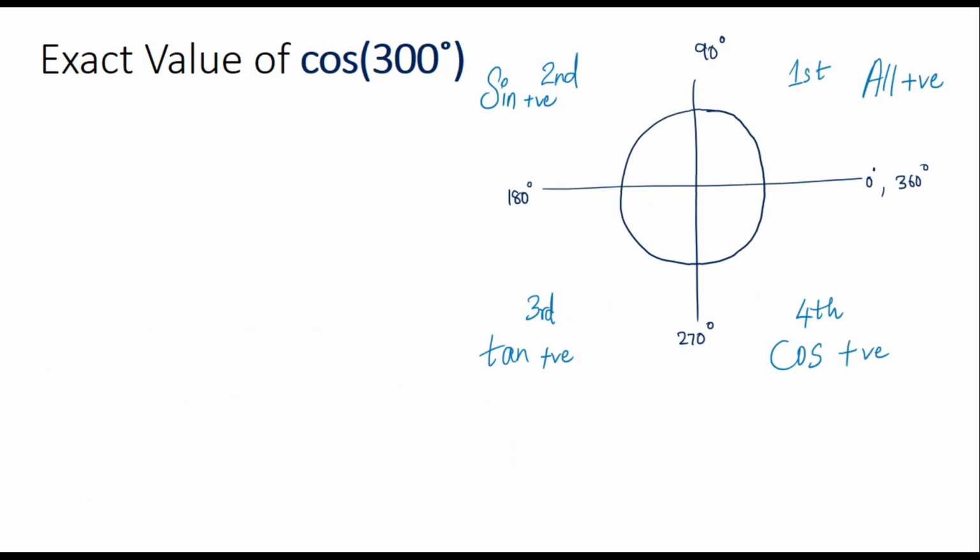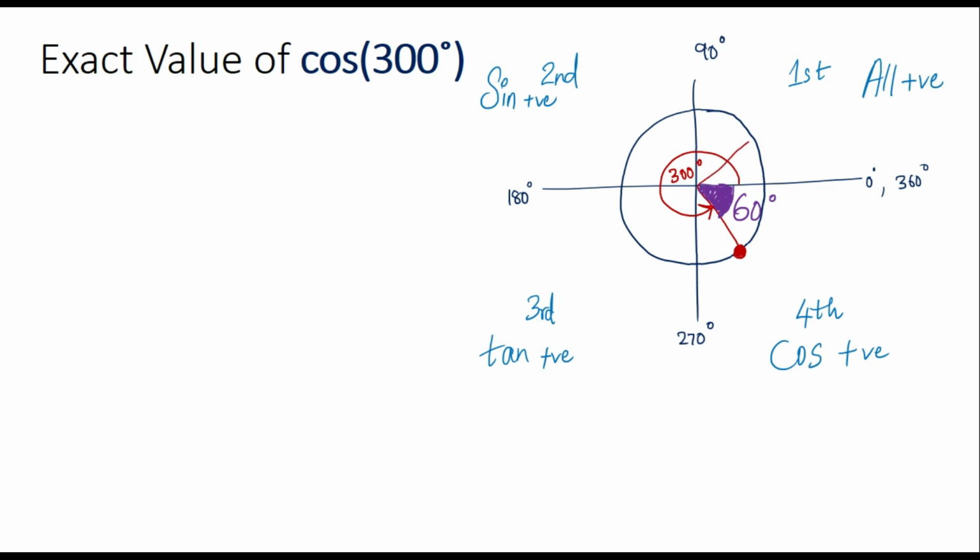Now for the next question, they have asked you to find the exact value of cos 300. So my cos 300 is going to be somewhere here. I have my 300 degrees. Definitely cos 300 is going to give me a positive value because it lies in the fourth quadrant. Now how am I going to find the value without a calculator? I'll find this angle here, which will be 60 degrees, because I know the whole circle is 360. Till here is 300, so I have 60 remaining.